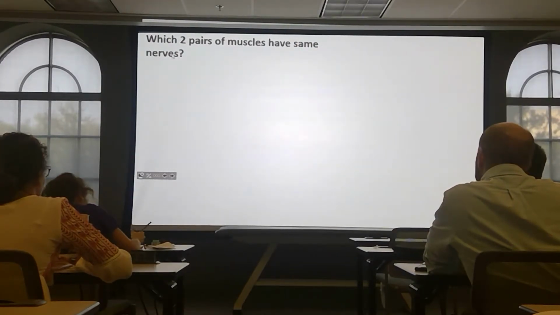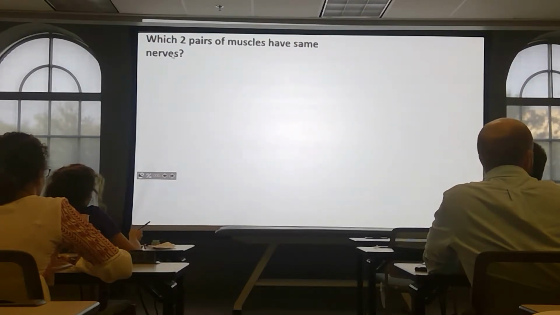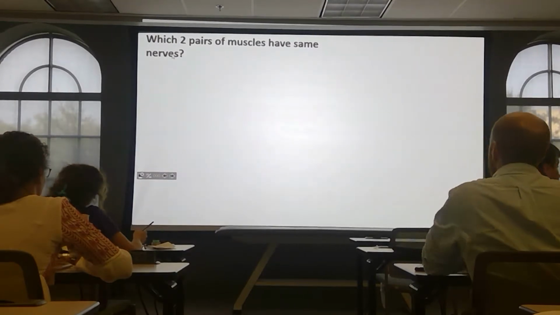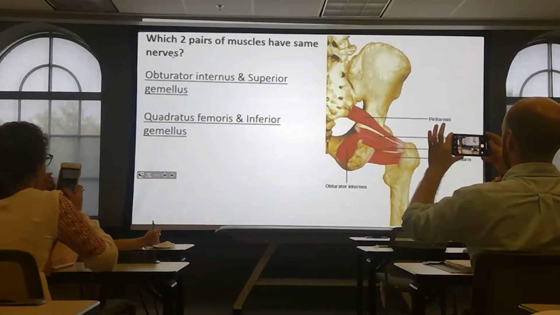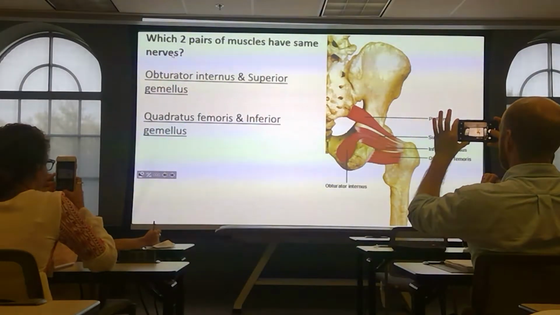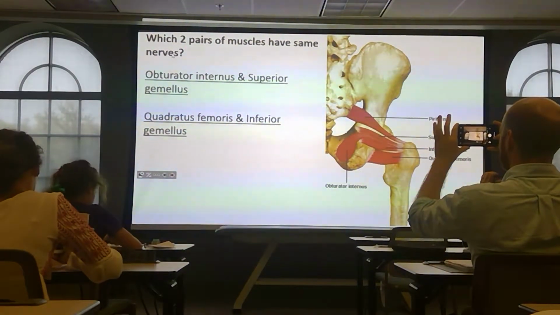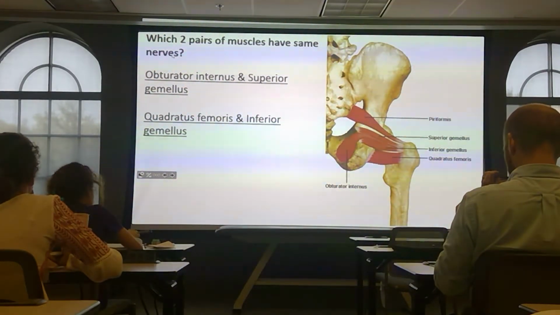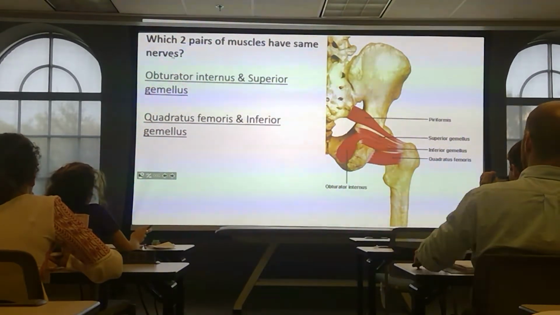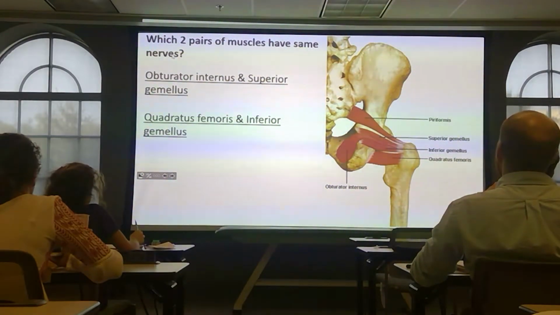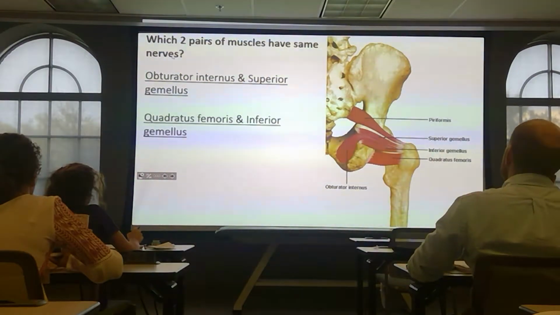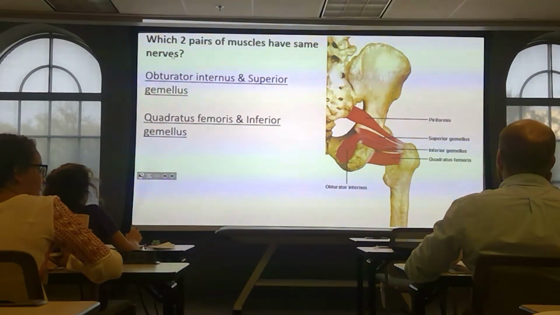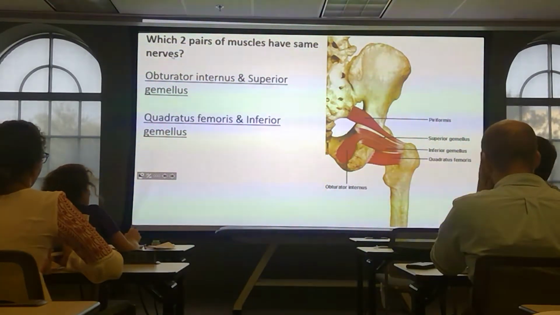Which two muscles have the same nerve? Let's see how much you guys remember. Nerve to what? Quadratus femoris and good. And what's the other one? So nerve to obturator internus and superior gemellus, and then your quadratus femoris and inferior gemellus. The nice thing is anatomy named them for what they were going to, which is not always the case, so this one's kind of helpful.